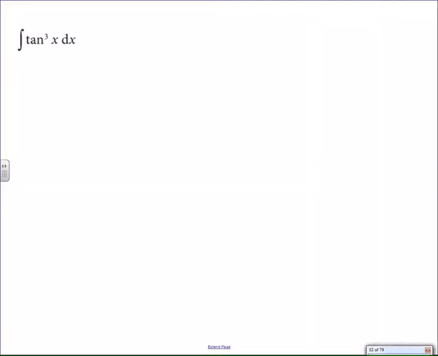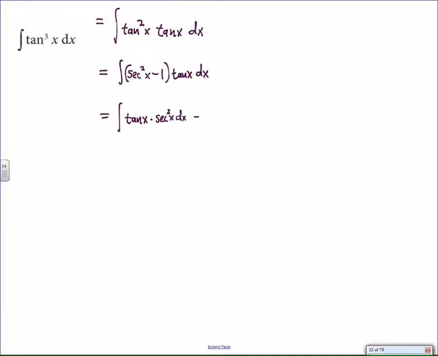Tangent cubed. Oh no, I got the tangent squared. Now what do I do with the tangent cubed? Well, we could start with writing it as the tangent squared of x times the tangent of x dx, which we could then write as the secant squared of x minus 1 times the tangent of x dx. And here, we can actually break this up into 2 separate integrals.